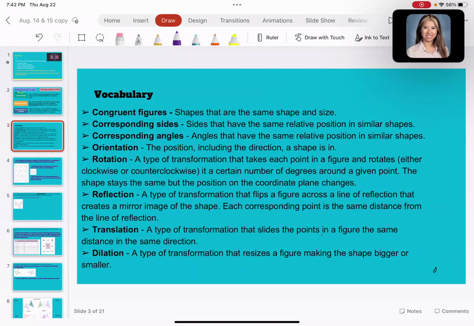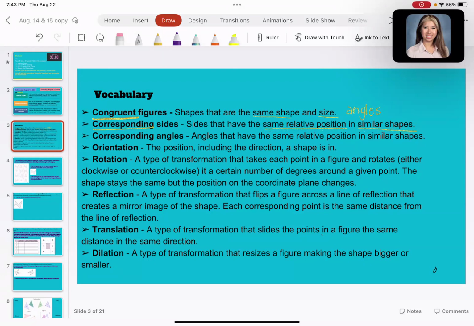Our first word is congruent figures. So congruent is going to be a very essential word for us to know what it means. And congruent means shapes that have the same shape and size, but also angles. So I'm going to go ahead and write angles here. Corresponding sides. Corresponding sides are sides that have the same relative position in similar shapes.